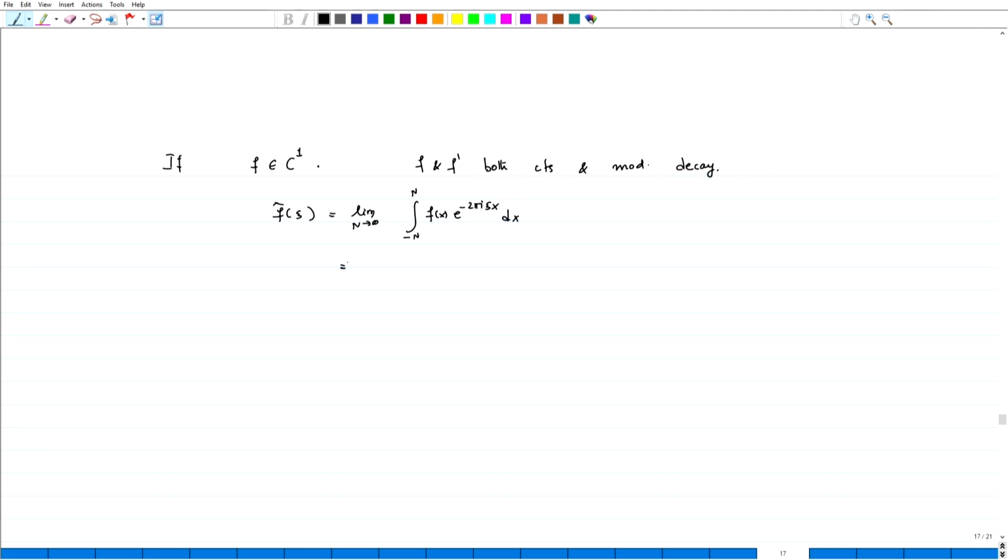Now this is the integral. Suppose xi is not equal to 0, then integrating by parts, this is f of x into e to the power minus 2 pi i x xi divided by minus 2 pi i xi, evaluated from minus n to n, plus 1 by 2 pi i xi times the integral from minus n to n of f prime of x e to the power minus 2 pi i x xi.